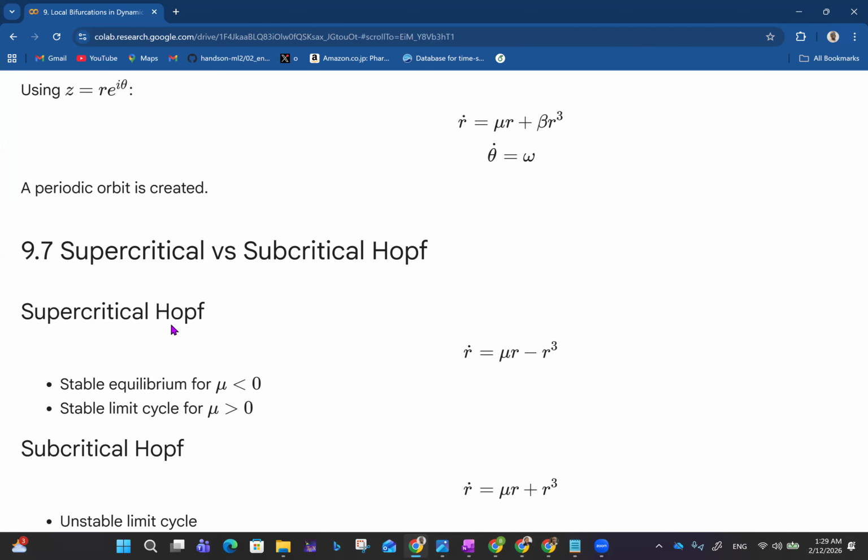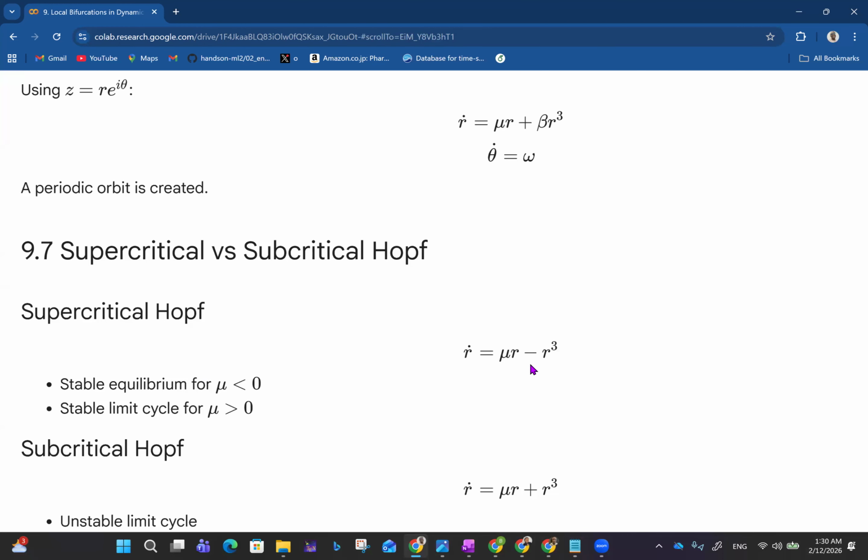So for supercritical Hopf bifurcation, you have r dot equals mu r minus r cube. So it's more like beta is now minus one, if you compare it with this. So the stable equilibrium is for mu less than zero, and then a stable limit cycle for mu greater than zero. So you have a stable equilibrium for mu less than zero and a stable limit cycle for mu greater than zero.